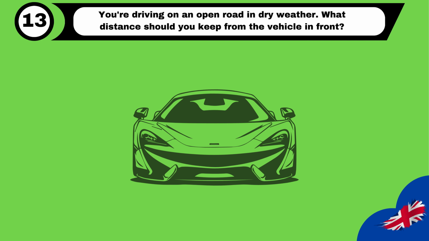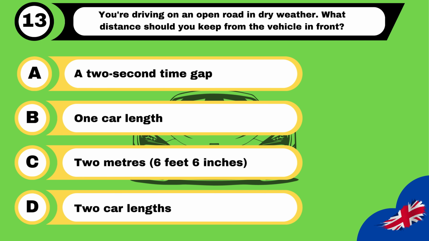Question 13. You're driving on an open road in dry weather. What distance should you keep from the vehicle in front? A. A 2-second time gap. B. 1 car length. C. 2 meters, 6 feet 6 inches. D. 2 car lengths.